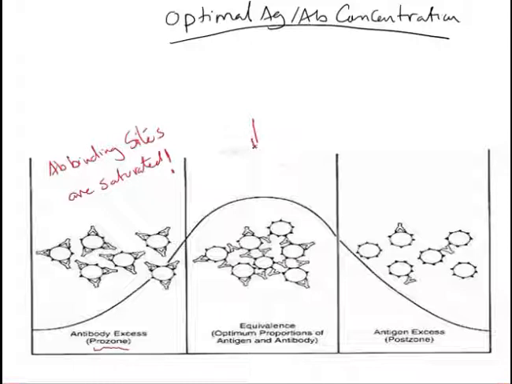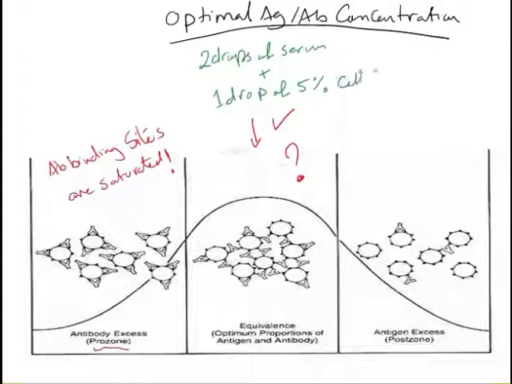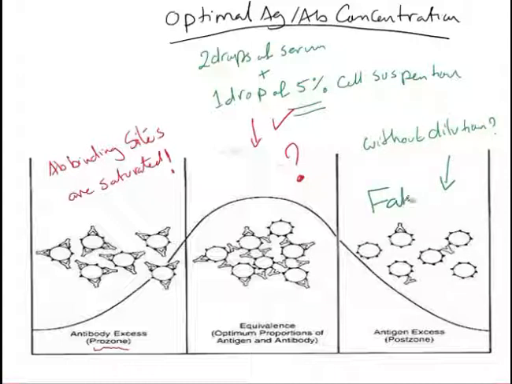In practice, we generally achieve this by adding 2 drops of serum to 1 drop of 5% cell suspension. We prepare the cell suspension because 1 drop of blood contains a very high percentage of antigens, which will affect the optimal concentration ratio, leading to a missed reaction. So we would again have a false negative result.